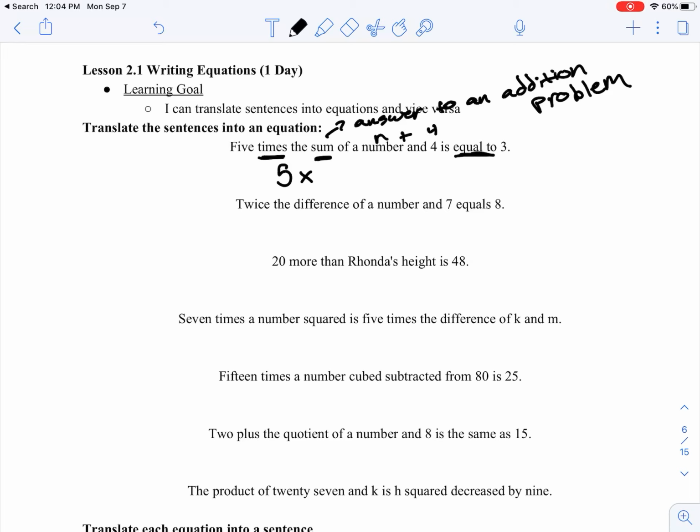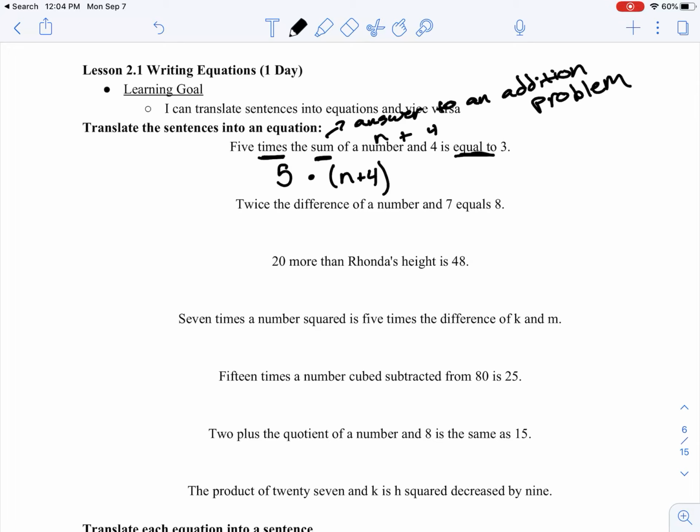So these two things are going to get added together, but the point I'm trying to make here is that it's actually 5 times the answer to something. Basically saying we have to get the answer to that first before we can multiply it by 5, if that makes sense. We need to add the n and the 4 before we can multiply it by the 5. Well, with order of operations, we always know we have to do multiplication first. So in this case, we're actually going to do the n plus 4 before we multiply it by 5.